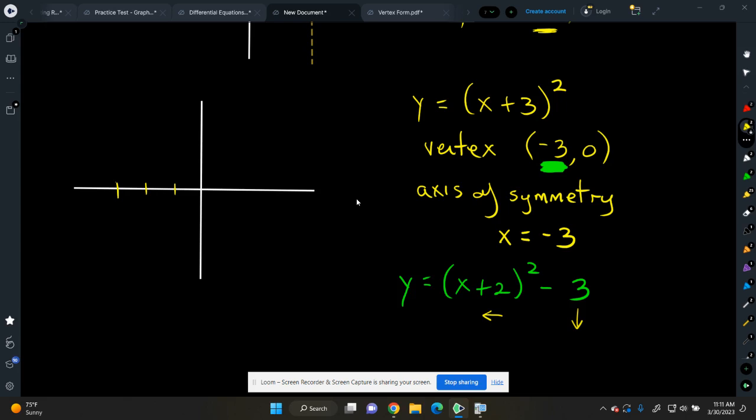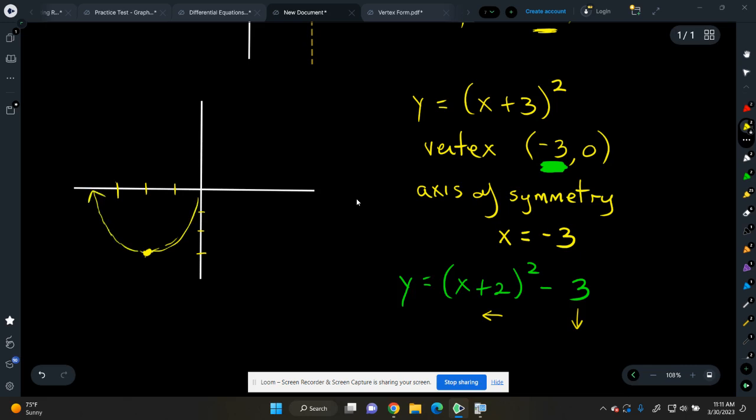Okay. When it's inside the parenthesis, it's the opposite of what's there. When it's outside the parenthesis, it's the same. So since it goes to the left and it goes down 3, is it -2, -3? Yes, that is correct. Is that where the vertex goes? Yes. So here's my vertex, and I'm just sketching the parabola.